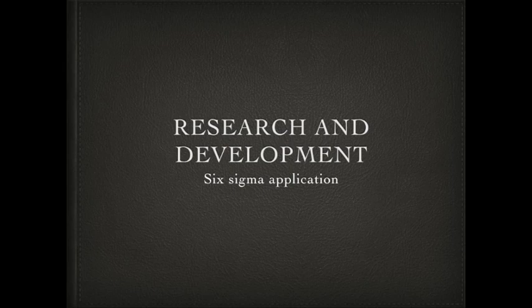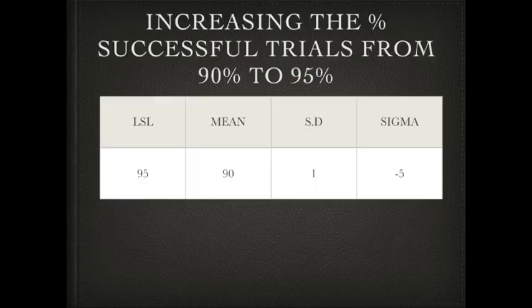Now, Six Sigma application in research and development. Increasing the percentage of successful trials from 90% to 95%. Lowest specification limit is 95, but the mean is only 90. We are not able to achieve the targets. Standard deviation is 1. The difference between mean and the lowest specification limit is 5, and the standard deviation is 1. So we can accommodate 5 standard deviations between mean and lowest specification limit. But since the mean is less than the specification limit, we have -5 sigma level.